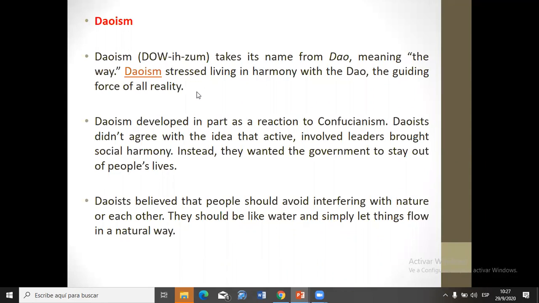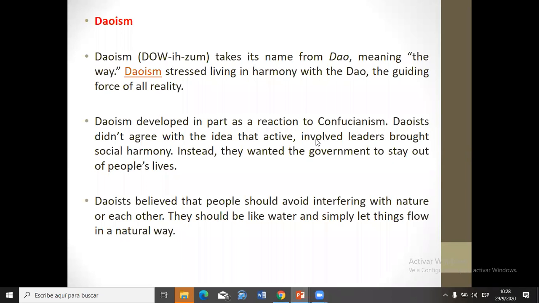Over here it talks about what Taoism consists of. Taoism takes its name from Tao, meaning the way. Taoism stresses living in harmony with the Tao, the guiding force of all reality. Taoism developed in part as a reaction to Confucianism. Taoists didn't agree with the idea that active, involved leaders brought harmony. Instead, they wanted the government to stay out of people's lives. So they don't believe that the government should be involved in the way we're supposed to live.